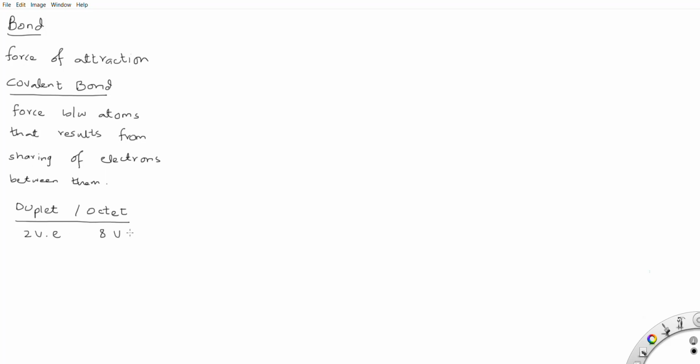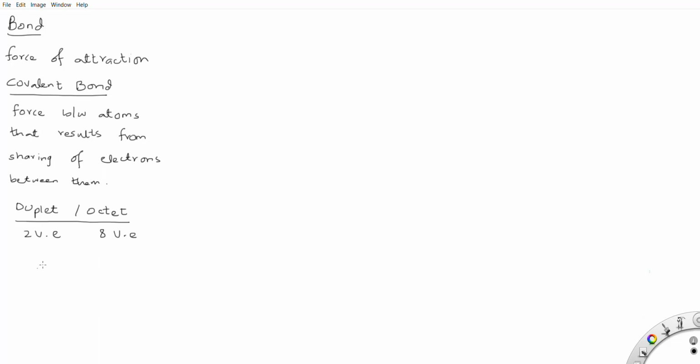That means atoms are not stable by themselves. A very few of them are stable by themselves, but the others need to become stable, or tend to become stable, to establish the noble gas configuration that we have learned previously. This is the duplet rule and octet rule accordingly.